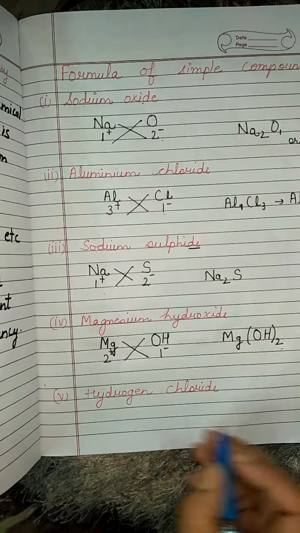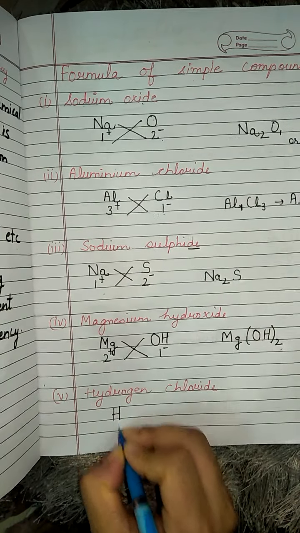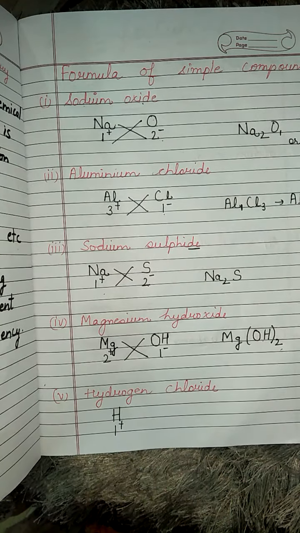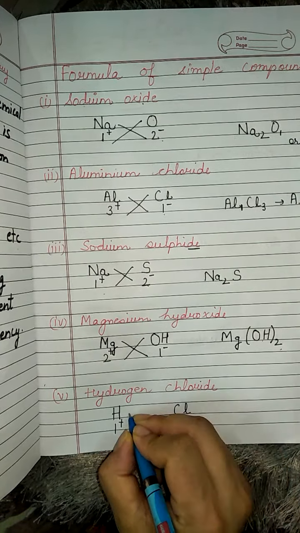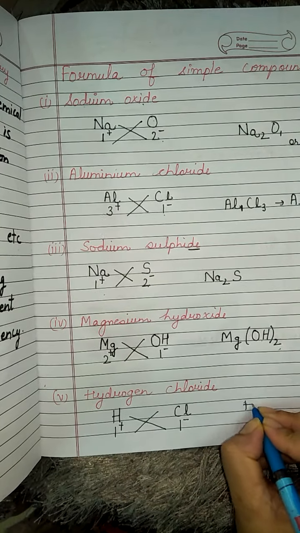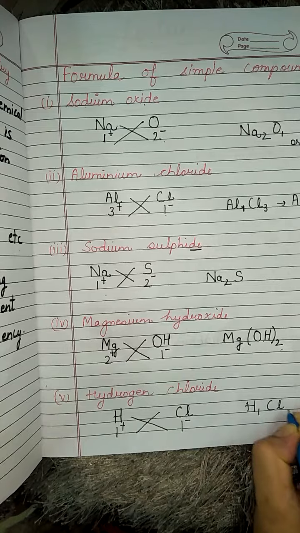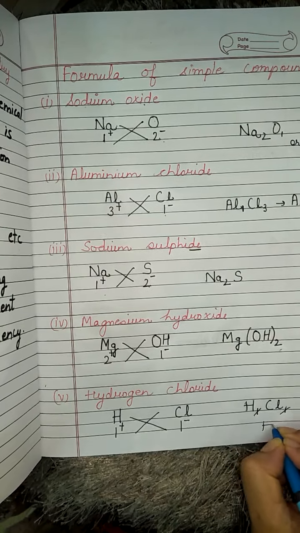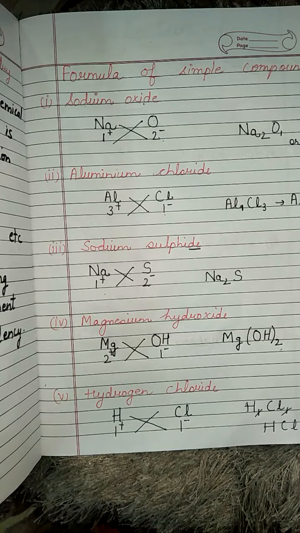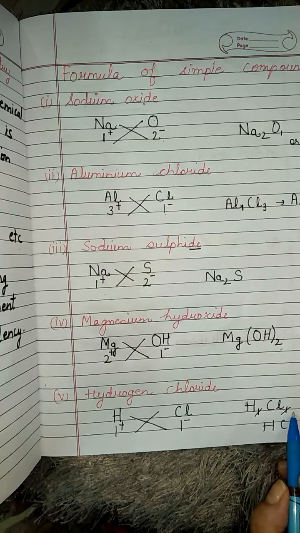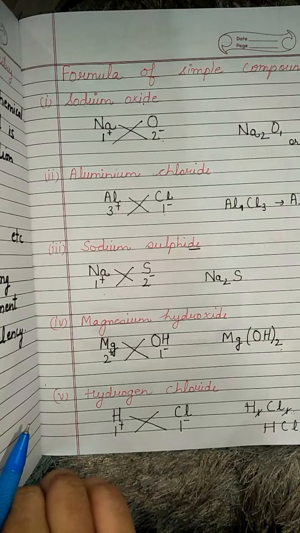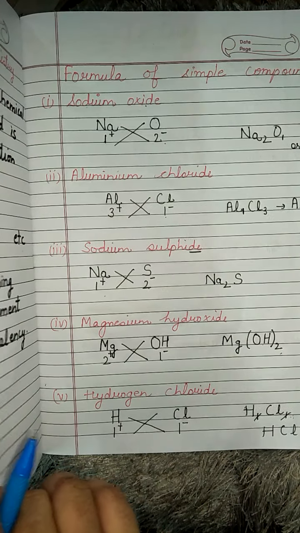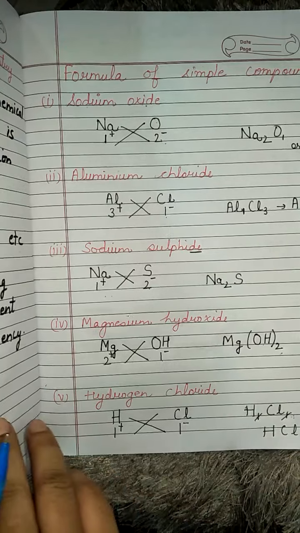Fine. Next, hydrogen chloride. Hydrogen H, 1 positive. Then chlorine Cl, 1 negative. Crisscross. What will be your formula? H1Cl1. 1 will cancel. The formula is HCl. One thing you get from here: if the valencies of both the elements are the same, then they are going to be crossed. So make sure you don't get confused about why it has been crossed by ma'am.